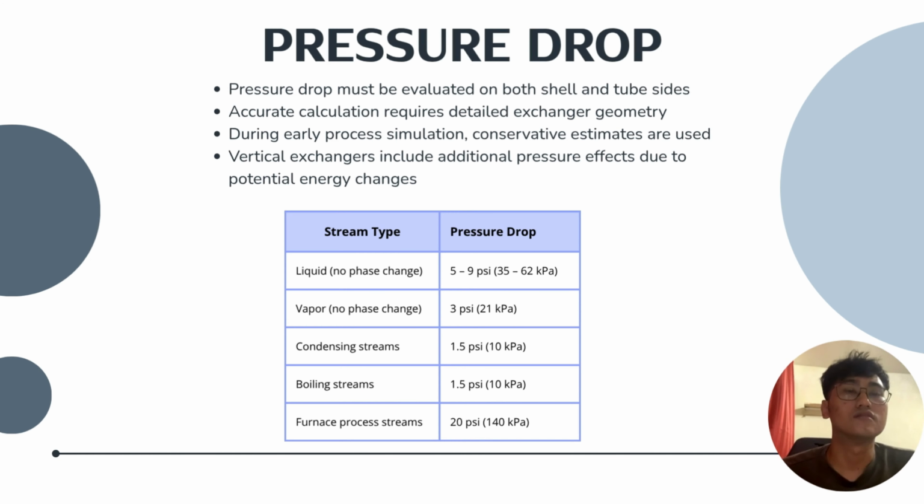Finally, pressure drop is another important factor. The typical value for liquid is 5 to 9 psi, for vapor about 3 psi, condensing and boiling streams about 1.5 psi, and furnace stream about 20 psi. Pressure drop must be evaluated on both the shell and tube side. However, during the early design stage, we usually use conservative estimates since detailed geometry is not yet available. For a vertical exchanger, we also consider the additional pressure effect due to the height.